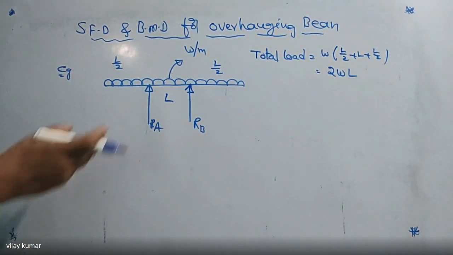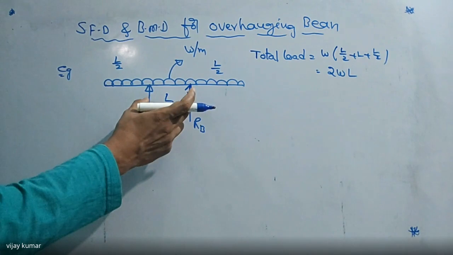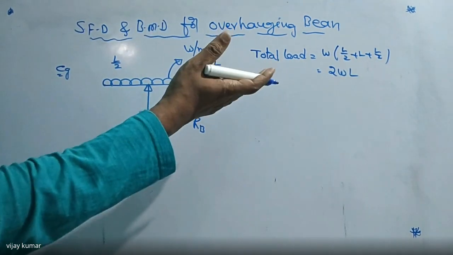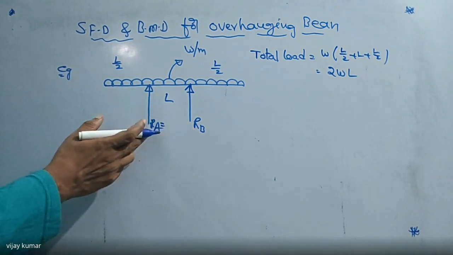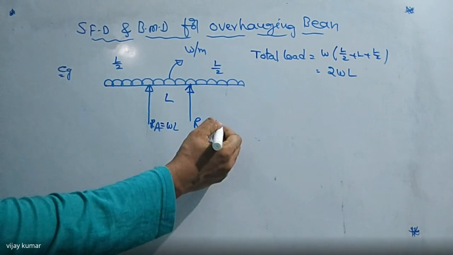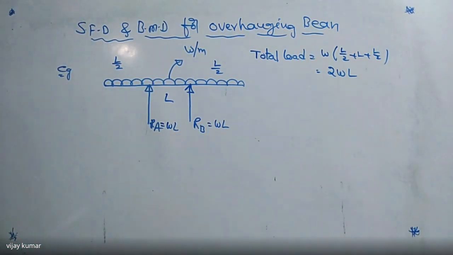Here 2WL, so this is L by 2, this is L by 2, this is L. Automatically, I can write here the total load is 2WL. So these two supports always share that load equally. That is, this is also WL, this is also WL. We can get it very easily.